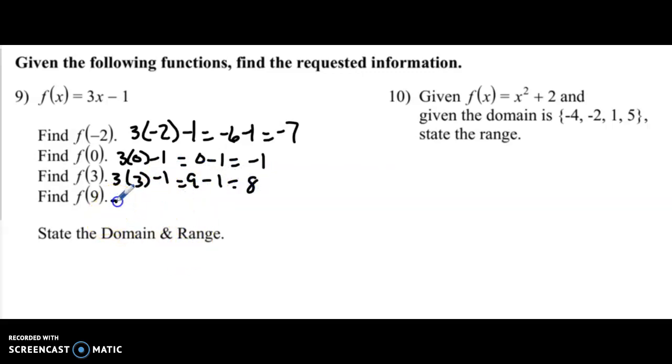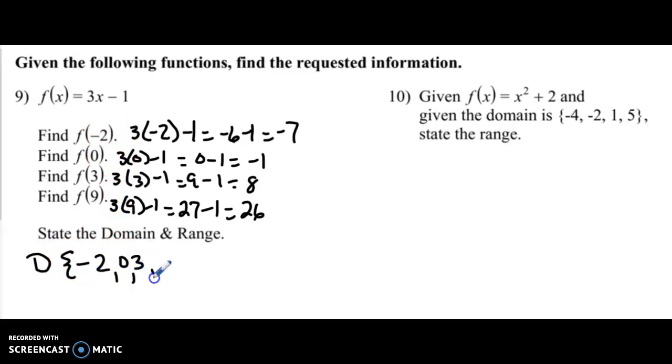And here I'm going to plug in a 9 everywhere I have an x. I get 27 minus 1. That gives me 26. Now my domain are my x values. So those are what are in here. So -2, 0, 3, and 9 are my domain values. My range values are the values that I found: -7, -1, 8, and 26.